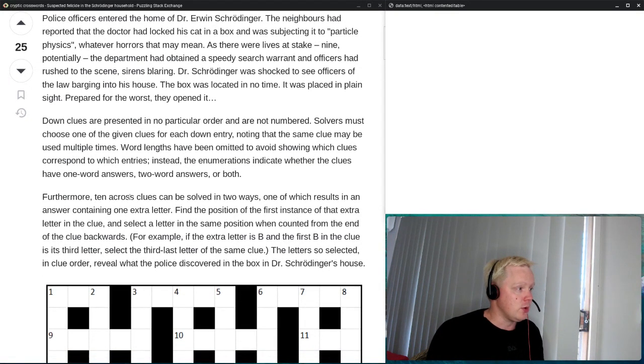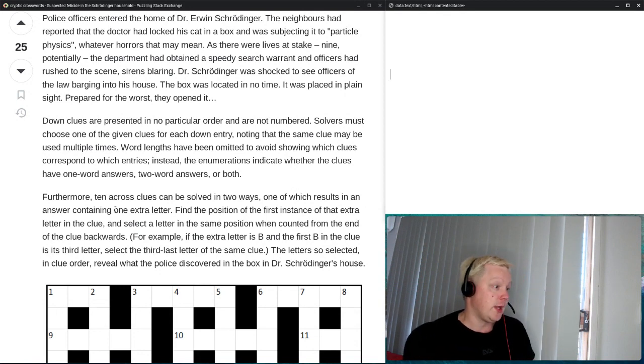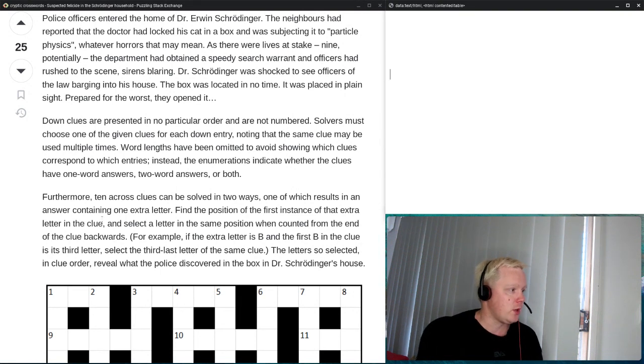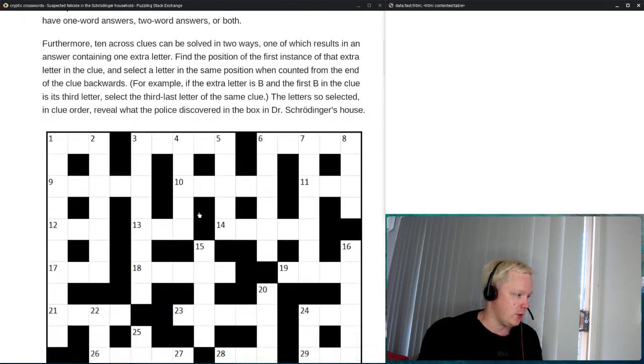So, down clues are presented in no particular order and are not numbered. Solvers must choose one of the given clues for each down entry, noting that the same clue may be used multiple times. Word lengths have been omitted to avoid showing which clues correspond to which entries. Instead, the enumerations indicate whether the clues have one-word answers, two-word answers, or both. Let me just show you that.